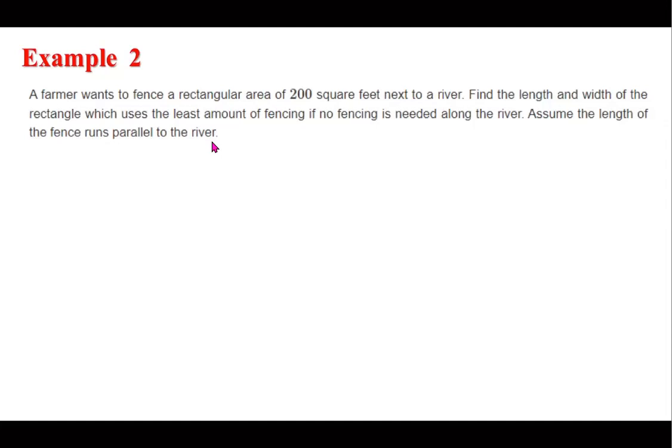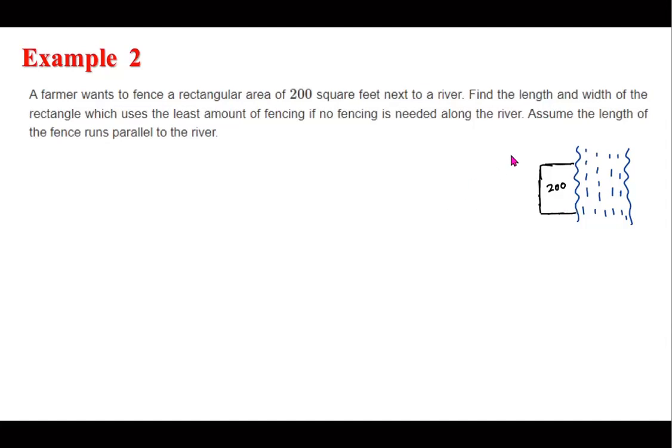So the meaning of that is, suppose there is a river. Let me show this in a picture here. Suppose here is the river, water flows here like that. That is the river, and fencing is done by the side of the river here, to enclose this area, which is 200 square feet.